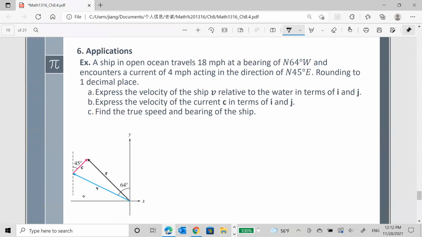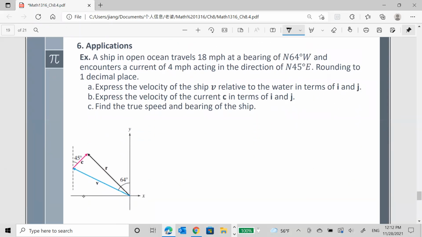Okay, next one, a lot of applications, a lot of questions. The first example: a ship in open ocean travels 18 miles per hour at a bearing of north 64 degrees west and encounters a current of 4 miles per hour acting in the direction of north 45 degrees east, rounding to 1 decimal place. By the given information, we can draw the image.